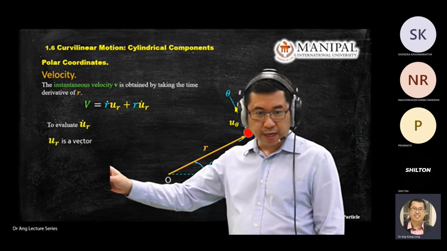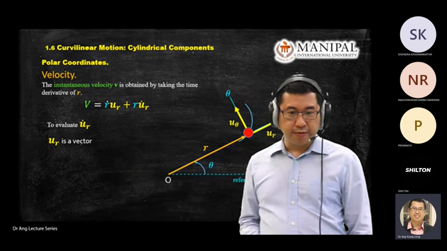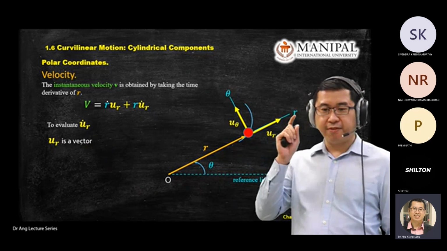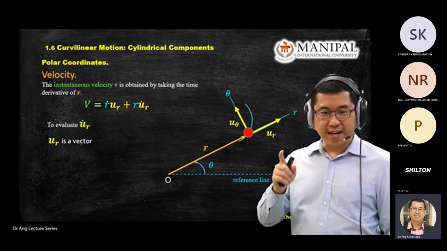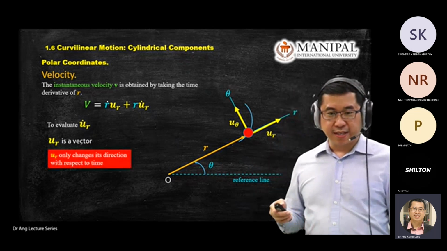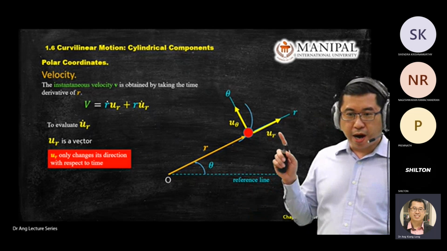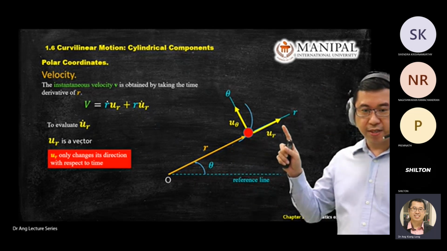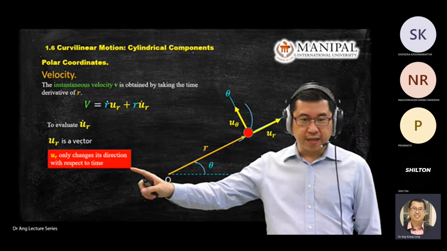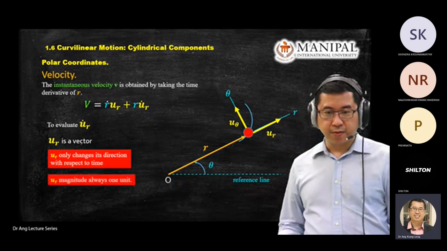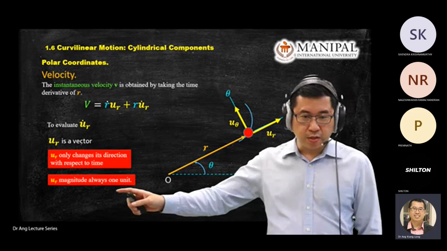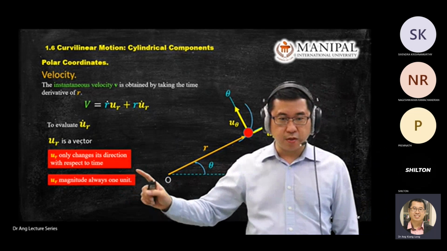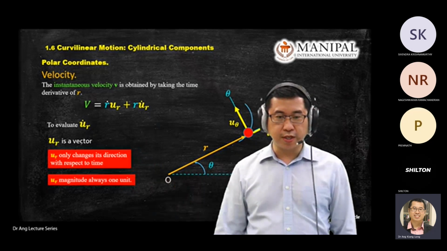So again, tell yourself ur is a vector. A vector has magnitude and direction. Okay, and ur only changes in direction with respect to time. What does it mean, right? So we will use these two statements to reproduce a new equation.